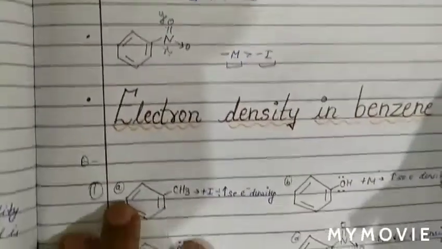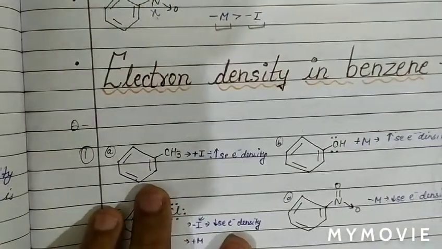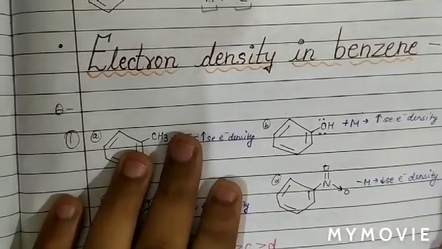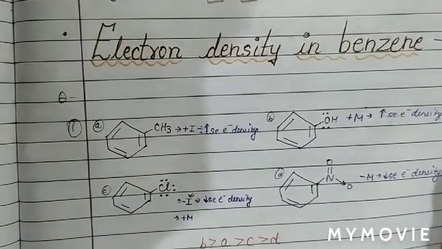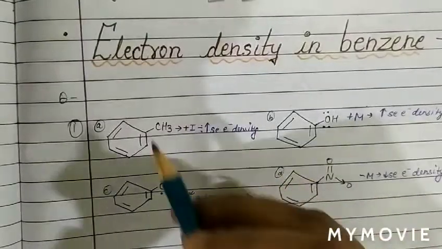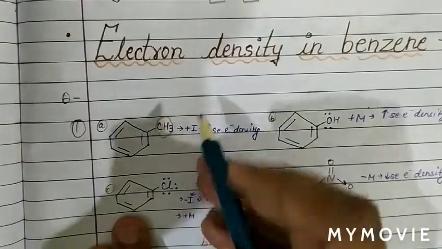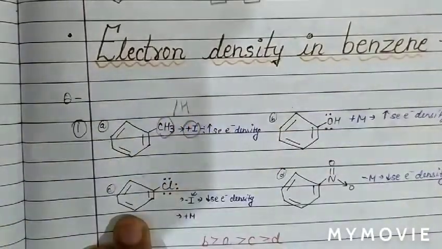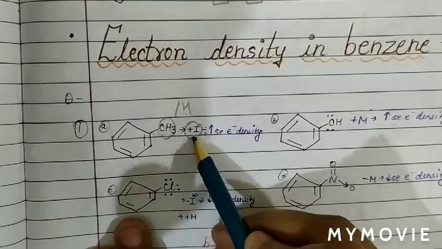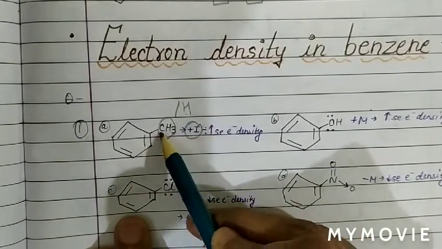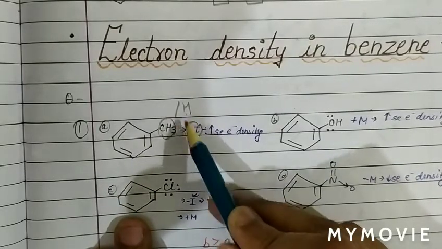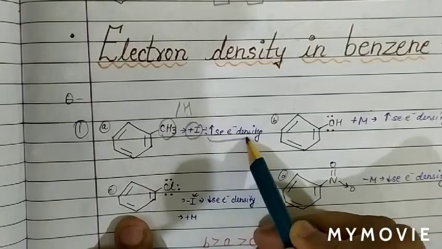Now we will see the electron density in the benzene ring. How the electron density in the benzene ring varies due to plus M and minus M. So the next topic is electron density in benzene. As we can see, the group attached with benzene ring is CH3. It is plus I group in nature, and it can also show plus H, hyperconjugation. So basically plus H and plus I group increase the electron density in the benzene ring. Both are releasing group in nature, so they increase the electron density in the benzene ring.